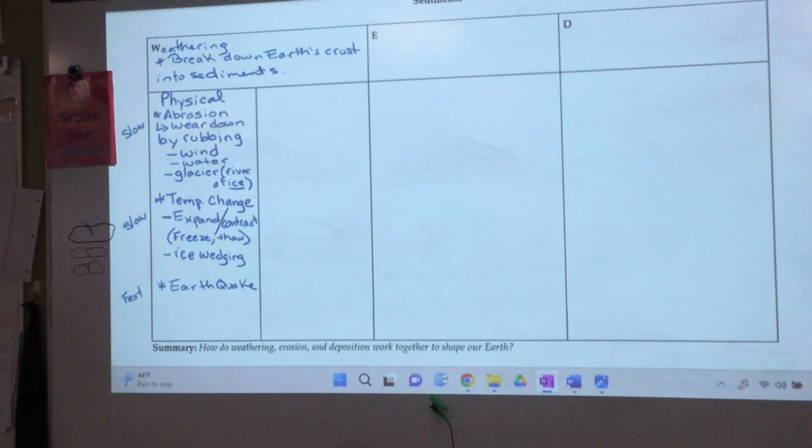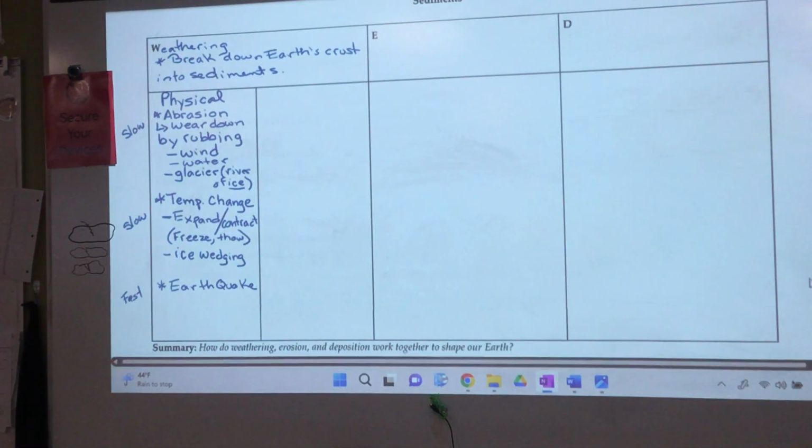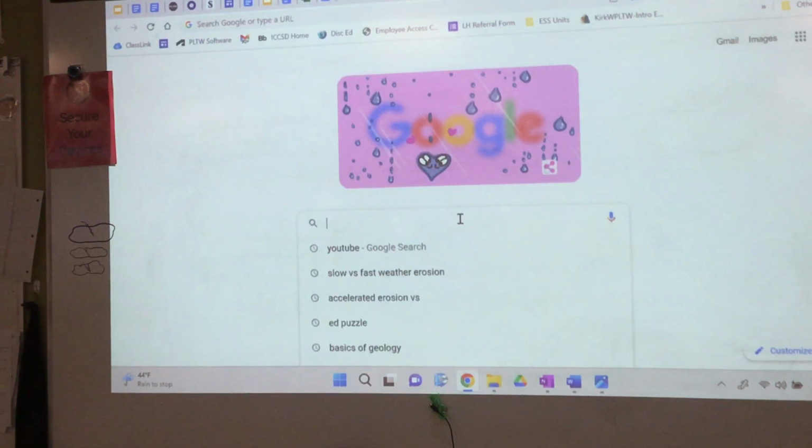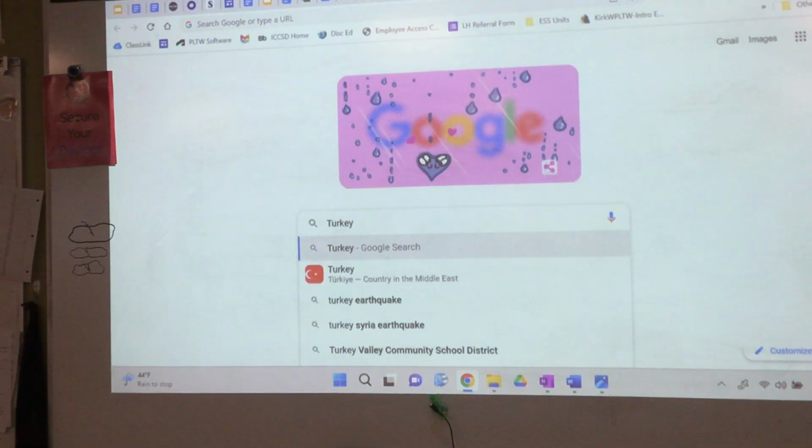It was a 10.8 earthquake? Let me see if I can bring up pictures really quick. I think the highest we can go is 10, bud. Yeah. All right, so let's go ahead and look at Turkey. Oh, first thing that came up. Turkey, Syria earthquake.